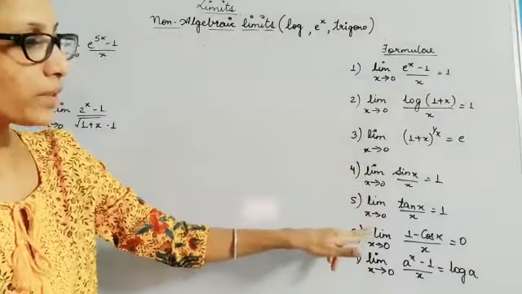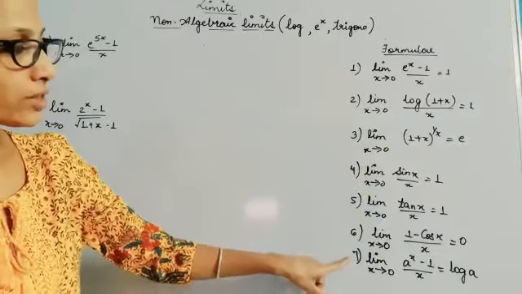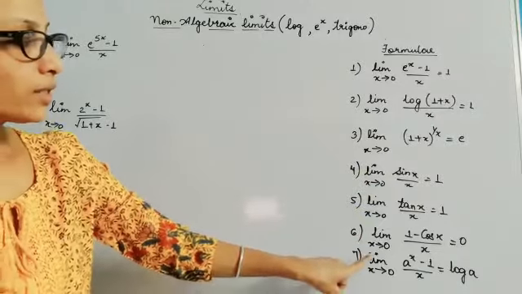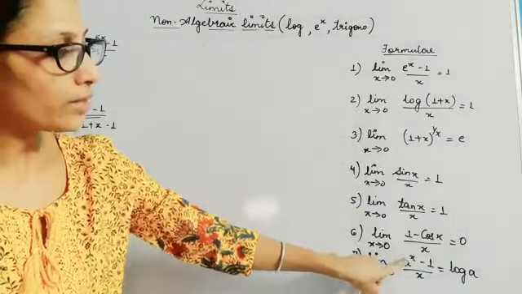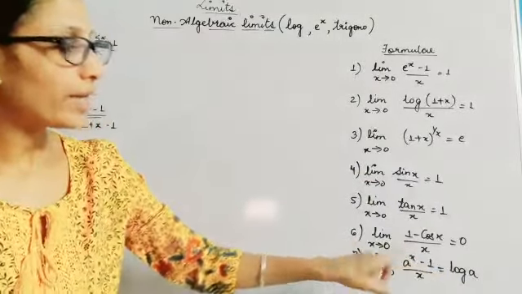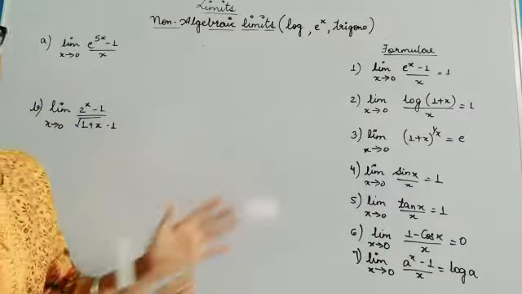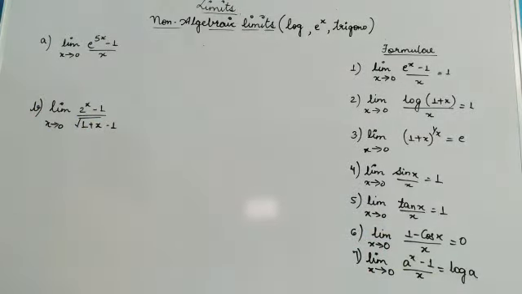These are the trigonometric formulas that I have told you in the previous video also. This is another important formula. Limit x tends to 0, a raised to power x minus 1 whole upon x equal to log of a, where a is any constant term. Let's see how we can apply these standard forms in our given questions.